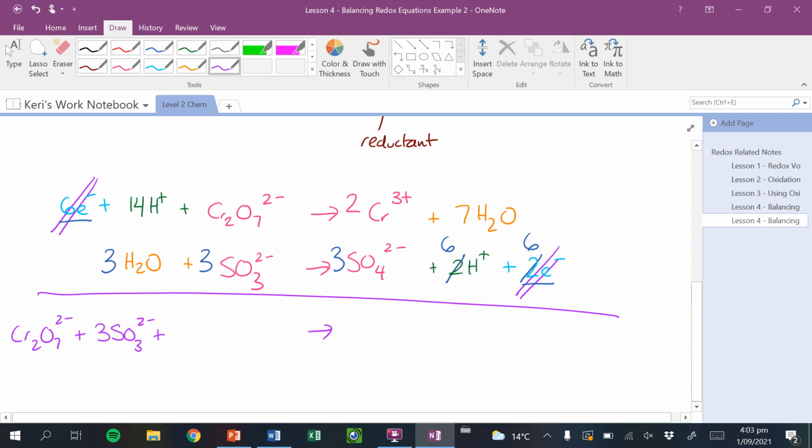And now I need to write down the water and/or the hydrogen, depending on how things cancel out. When I look at this side, there's 14 hydrogen ions. When I look at this side, there's only 6. So I can take away all 6 of those. I subtract 6 from the 14, and I would get 8. So plus 8 hydrogen ions is what you should have on that side.